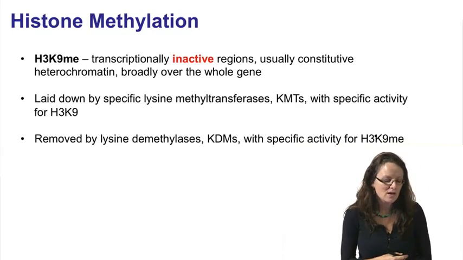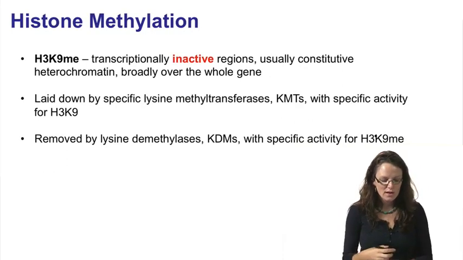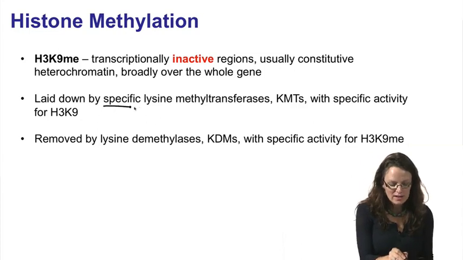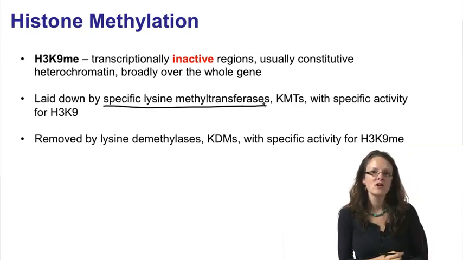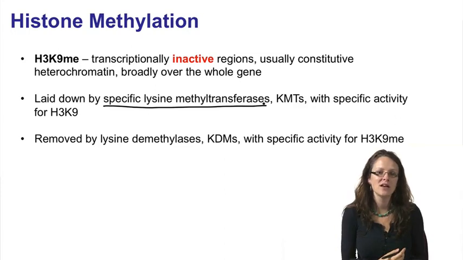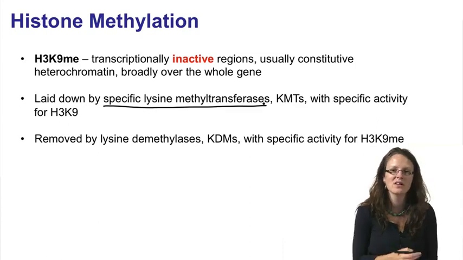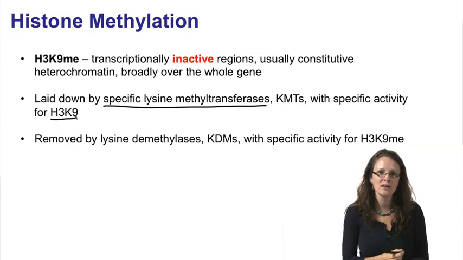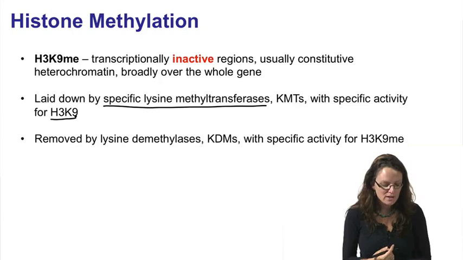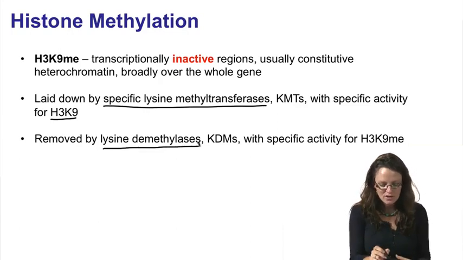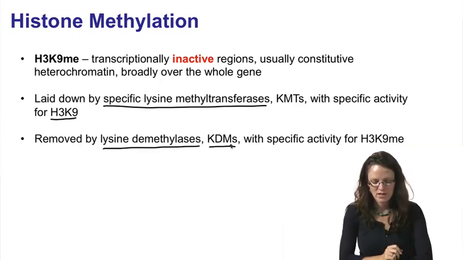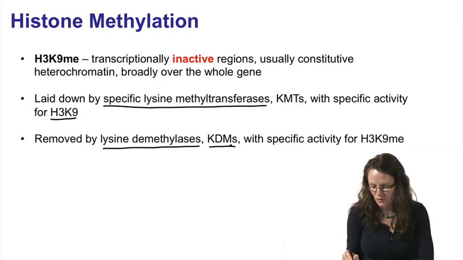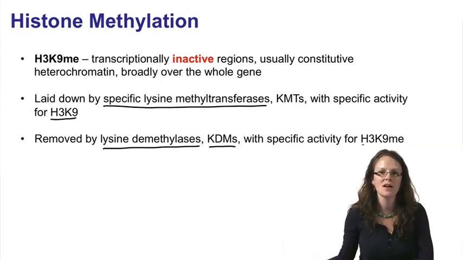So for histone H3K9 methylation, we know that it's laid down by a specific class of lysine methyltransferases, not the same ones that lay down the H3K27 methylation or H3K4 methylation. And these specific lysine methyltransferases recognize H3K9 rather than these other residues. Histone methylation can also be removed, and this happens by lysine demethylases, otherwise known as KDMs for short. And they have specific activity for the methylated version of H3K9.